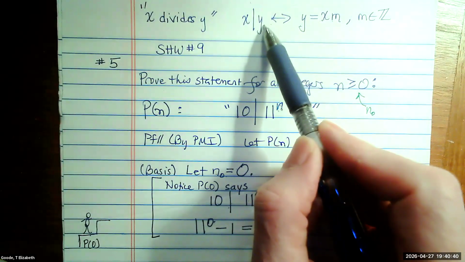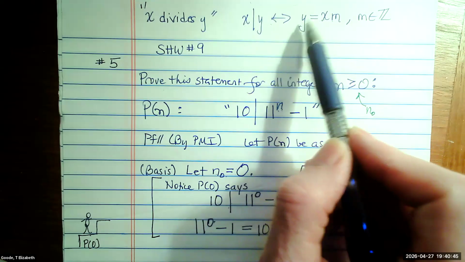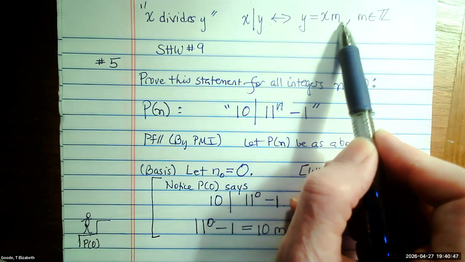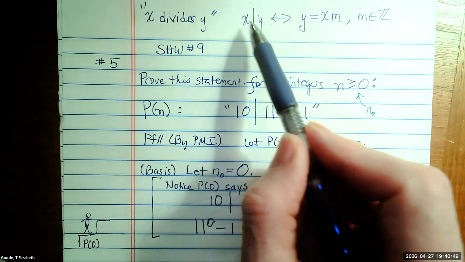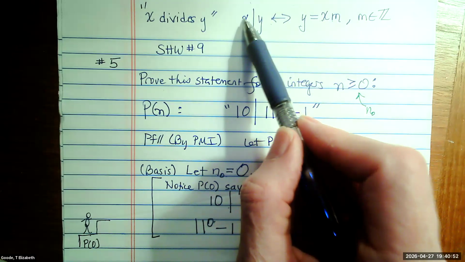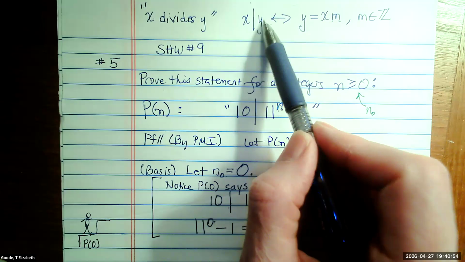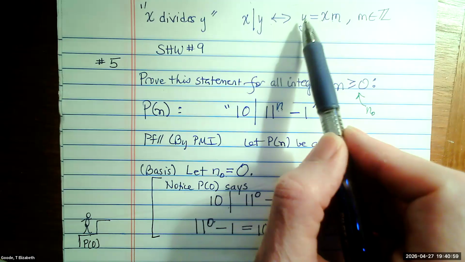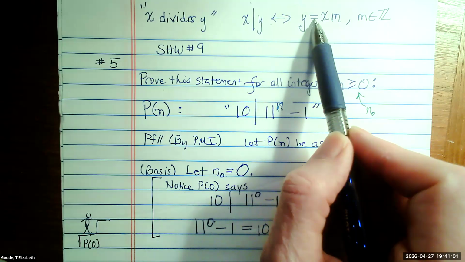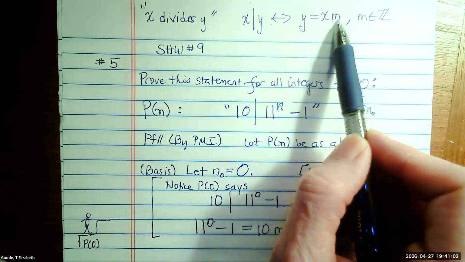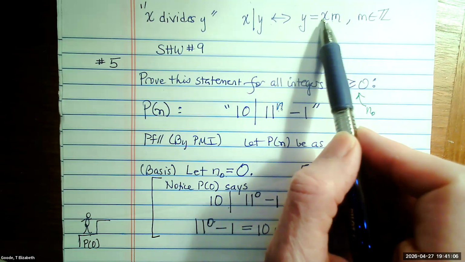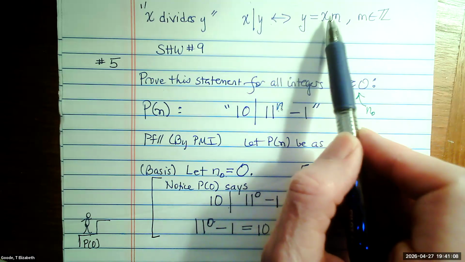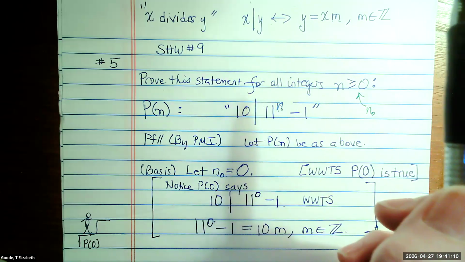Like if y is 12, 3 divides 12, right? Because 12 equals 3 times what integer? 4. Right. But 5 does not divide 12 because if x is 5 and y is 12, you can't solve the equation 12 equals 5m and get an integer m that'll make 5 times that integer equal to 12, because 5 doesn't divide into 12. See what I mean?